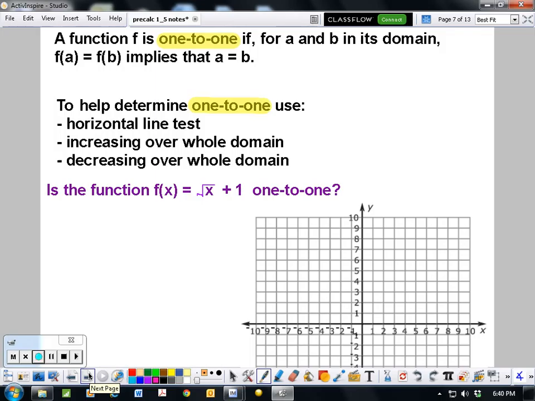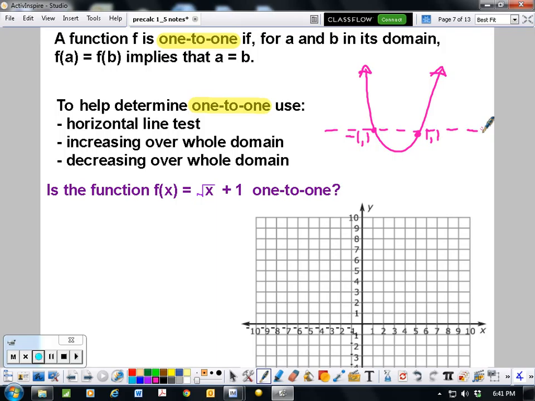Okay, a function is one-to-one if, for a and b in its domain, the function at a equals the function at b implies that a equals b. That means that I can only have a y value popping up once for each one. So in our parabolas, when we start seeing 1, 1 and negative 1, 1, we've got that y value listed twice, and so that's where we get this whole idea of a horizontal line test to tell if a function is one-to-one.